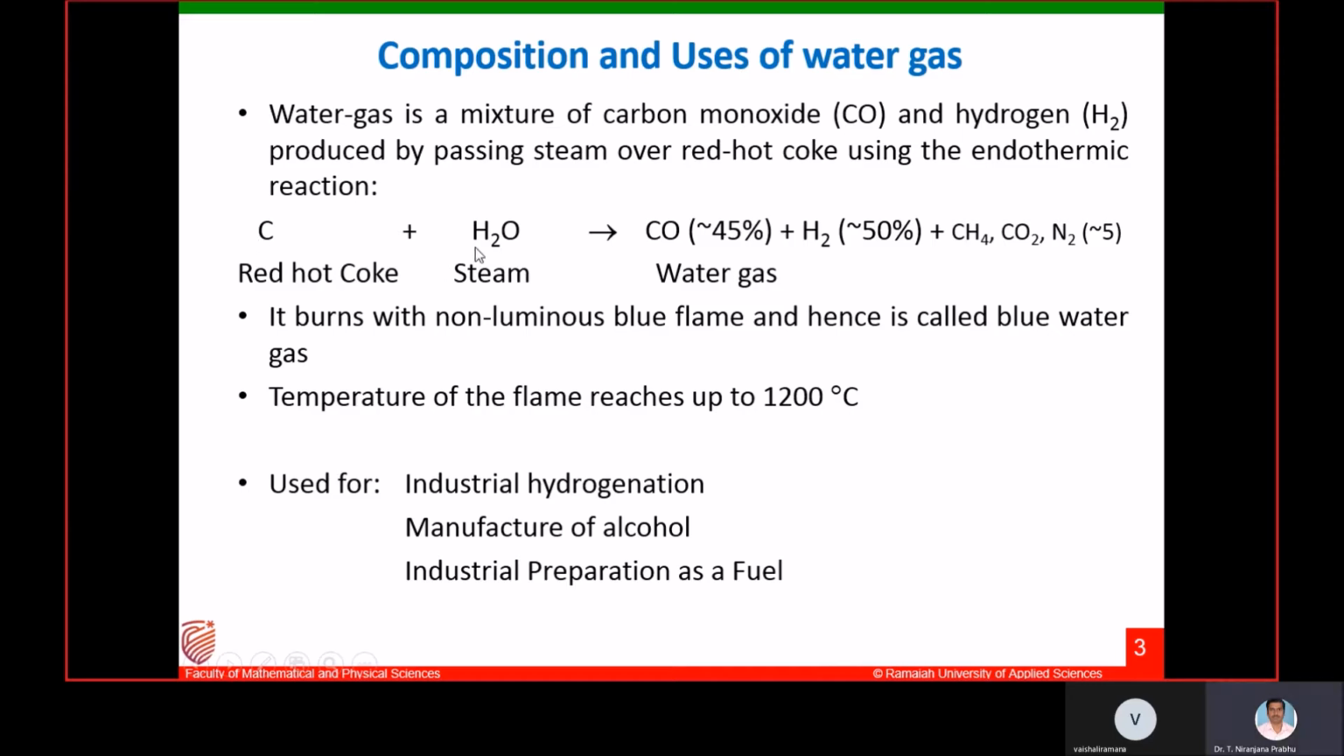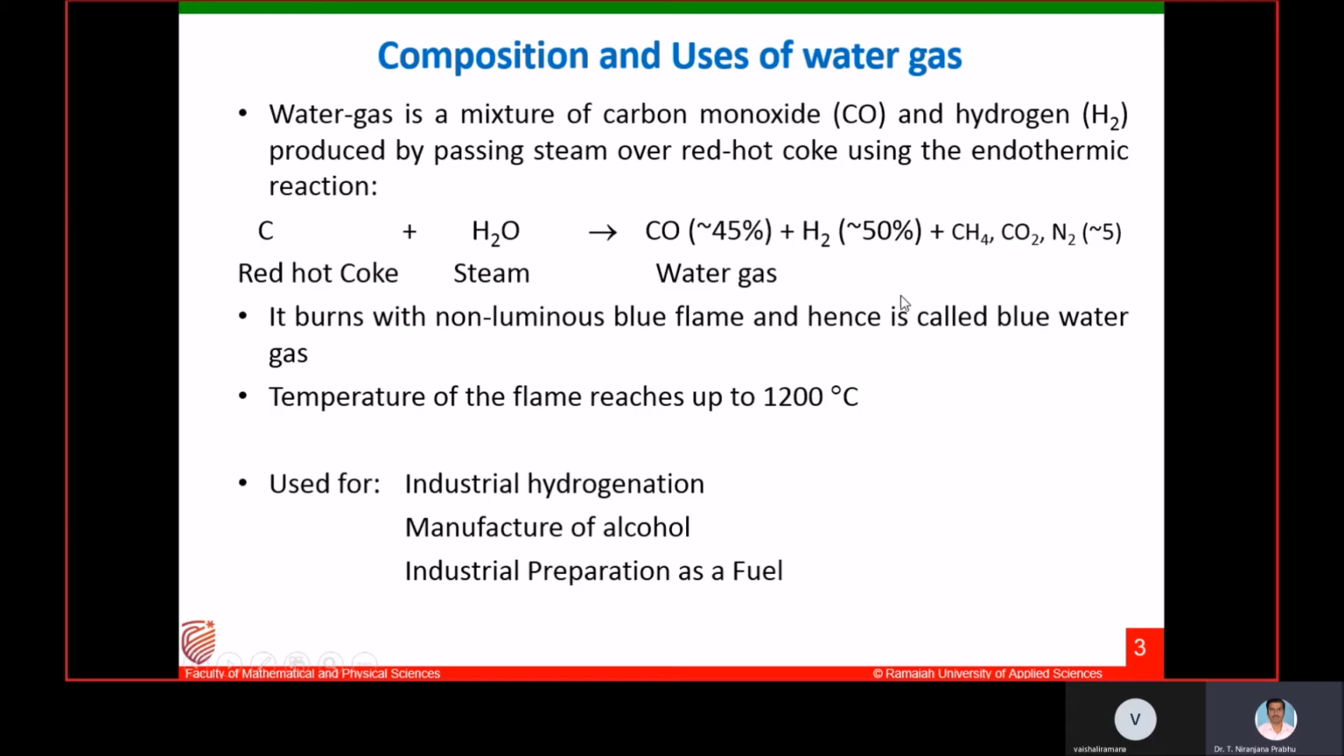So what happens? The water molecule indicated in this reaction is from steam that is blown over red hot coke, which produces a mixture of gases containing majorly carbon monoxide and hydrogen. In small quantities, we have methane, carbon dioxide, and nitrogen. So water gas mixture majorly contains carbon monoxide and hydrogen.